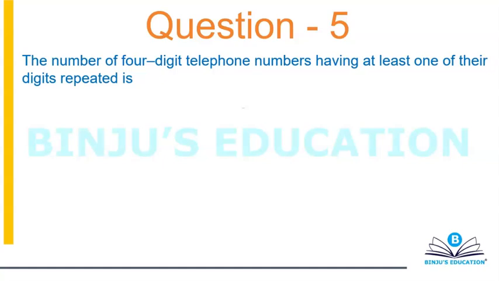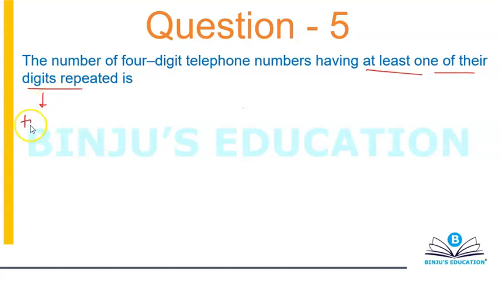All right. Let's see how we can solve this question number 5. Number of 4-digit telephone numbers having at least one of their digits repeated. Now, at least one of their digits repeated can be put up in this way also.